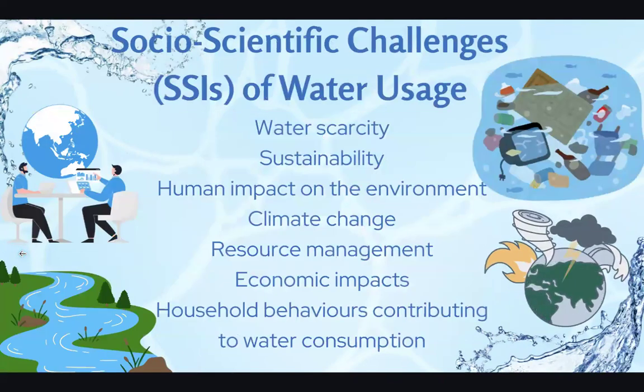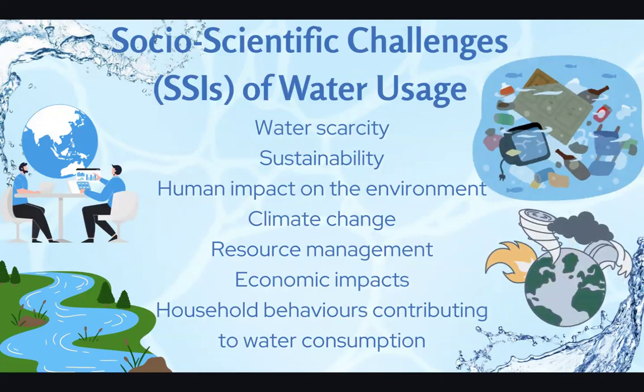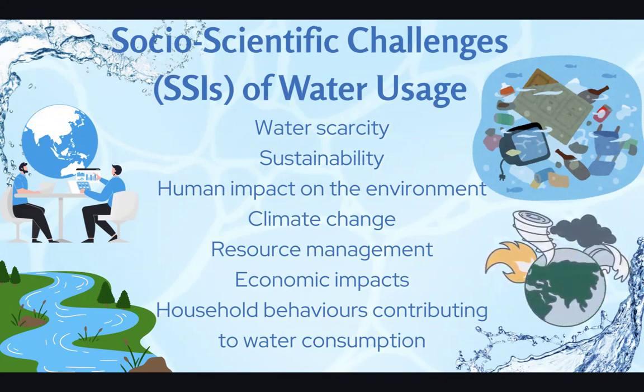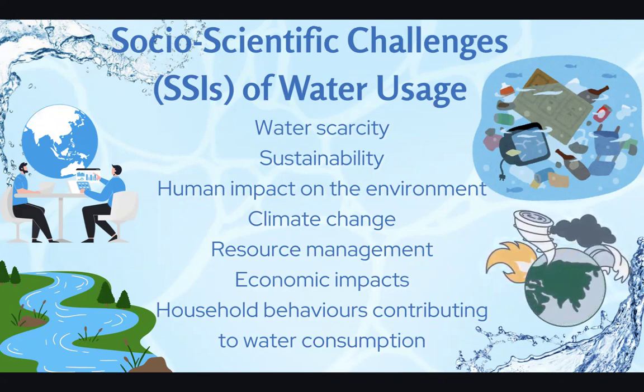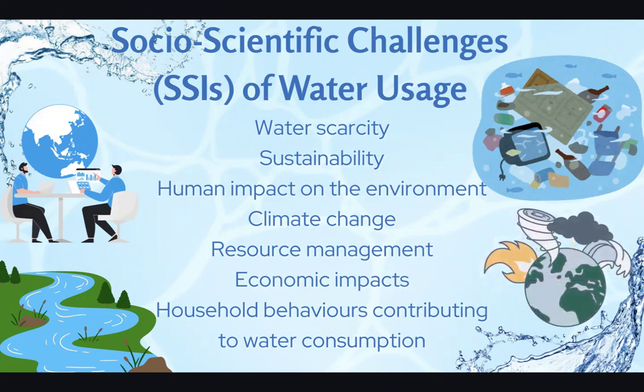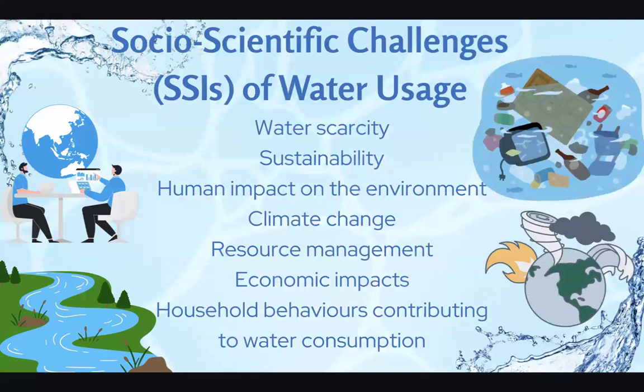There are several socio-scientific challenges linked to water use in Australia. One main problem is water scarcity caused by drought, climate change, and the use of too much fresh water. Sustainable water management is the practice of managing water resources to ensure long-term availability whilst protecting the environment. As the population grows, more people need water, which can raise costs and put pressure on infrastructure.